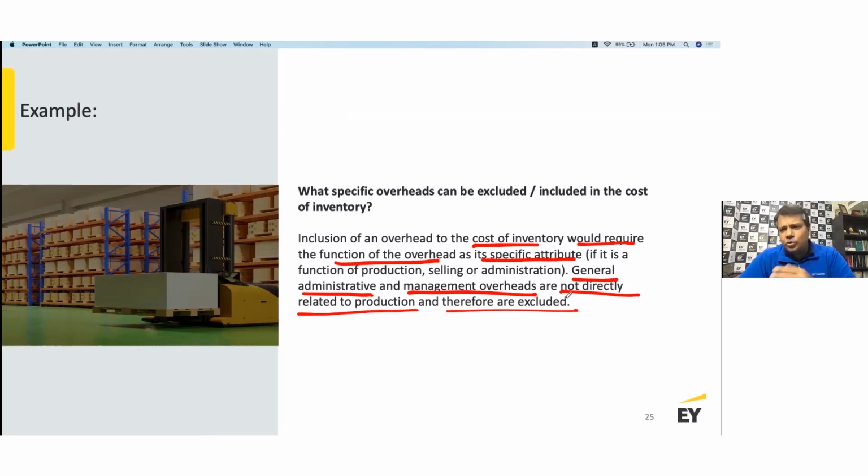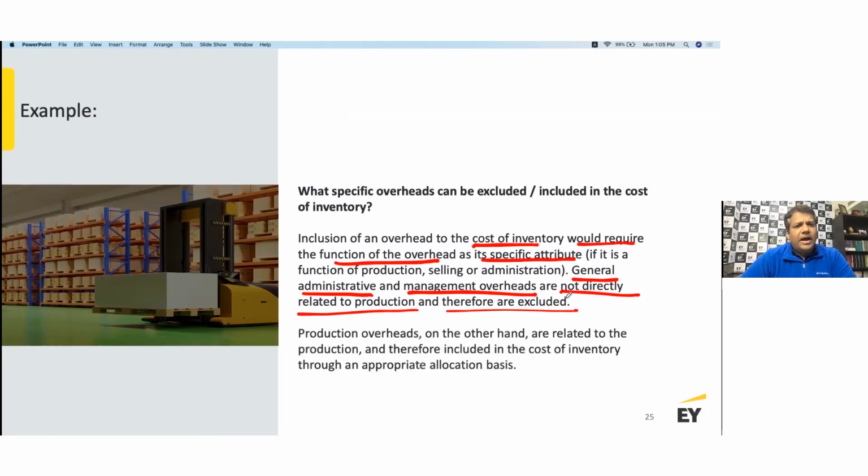Because you need a plant supervisor for you to continue with the production process, and so on and so forth. Now, production overheads, on the other hand, are related to production and therefore included in the cost of inventory through an appropriate allocation basis. So the production overheads are included, whereas the general administrative overheads are not included.